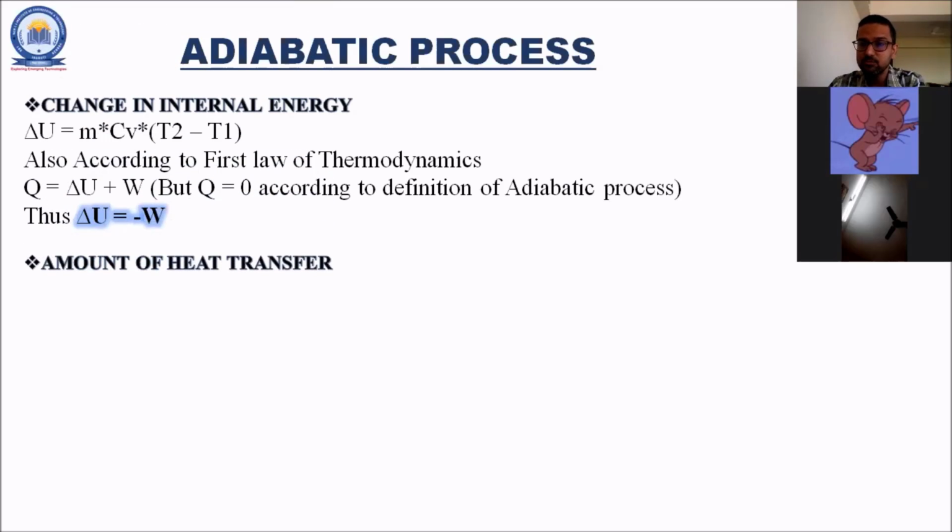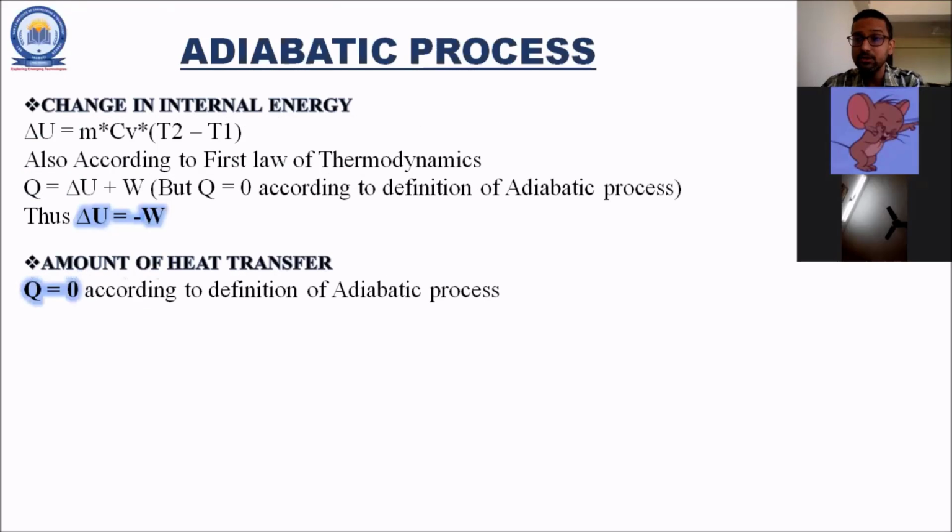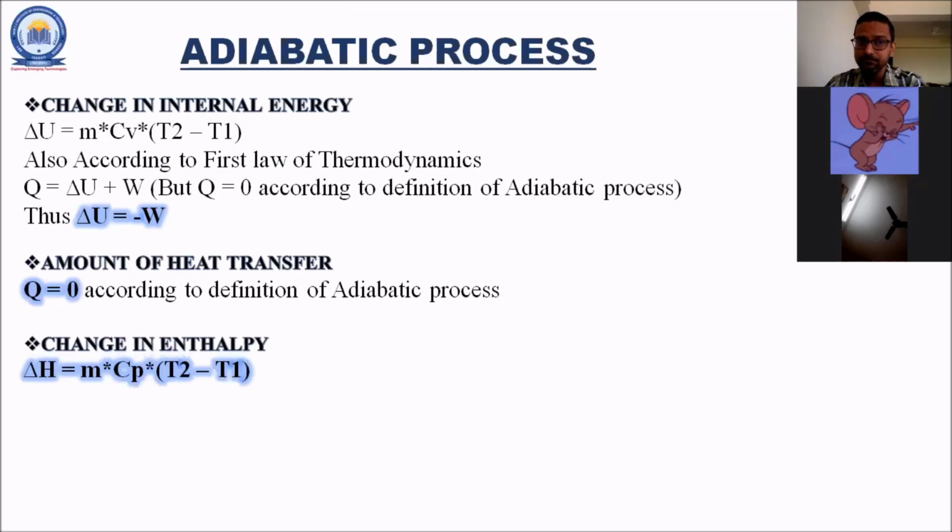Next is the amount of heat transfer. According to the definition of adiabatic process, we can note down Q is equal to 0. There is no heat interaction. And the final equation, that is the change in enthalpy, standard equation of delta H, that is mCp into T2 minus T1. Dear friends, dear students, we are already aware and we have already derived these equations in the previous topics of the non-flow processes, so no need to revise again and again. Delta U is equal to mCv into T2 minus T1 and delta H is equal to mCp into T2 minus T1.